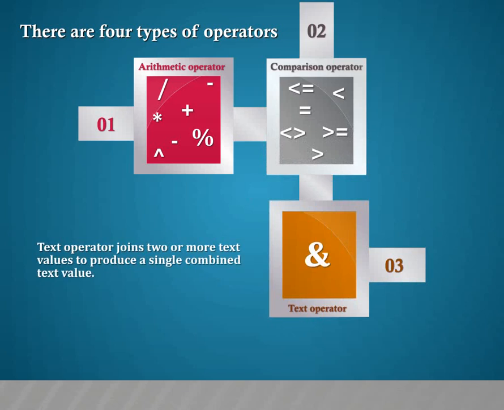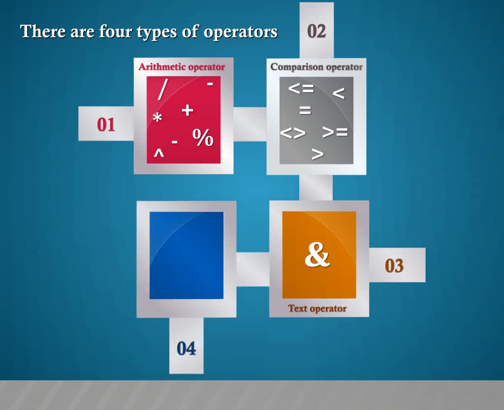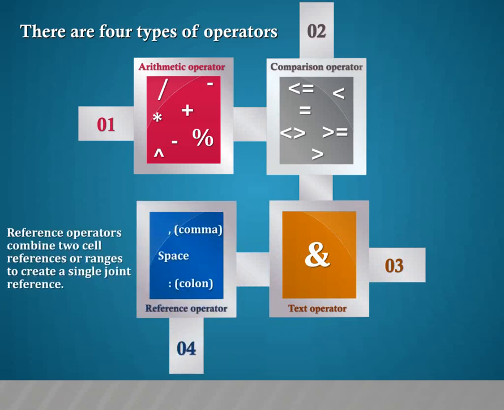Text operator. Text operator joins 2 or more text values to produce a single combined text value. Reference operator. Reference operators combine 2 cell references or ranges to create a single joint reference.